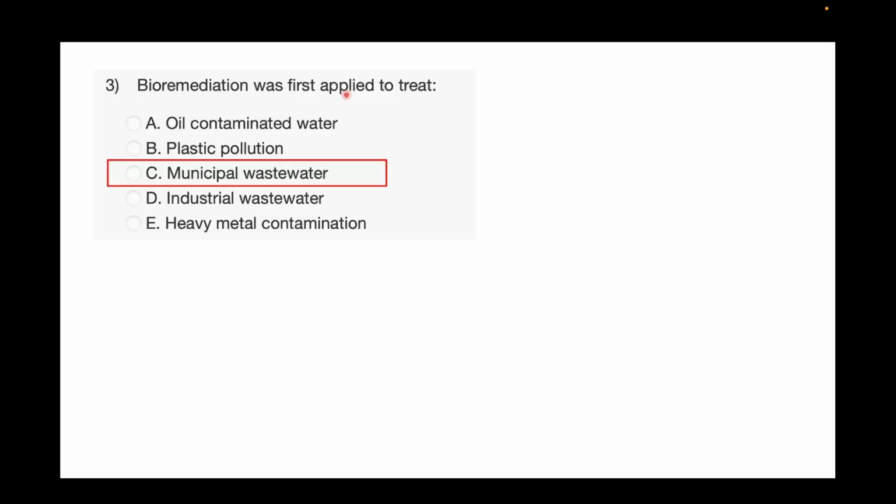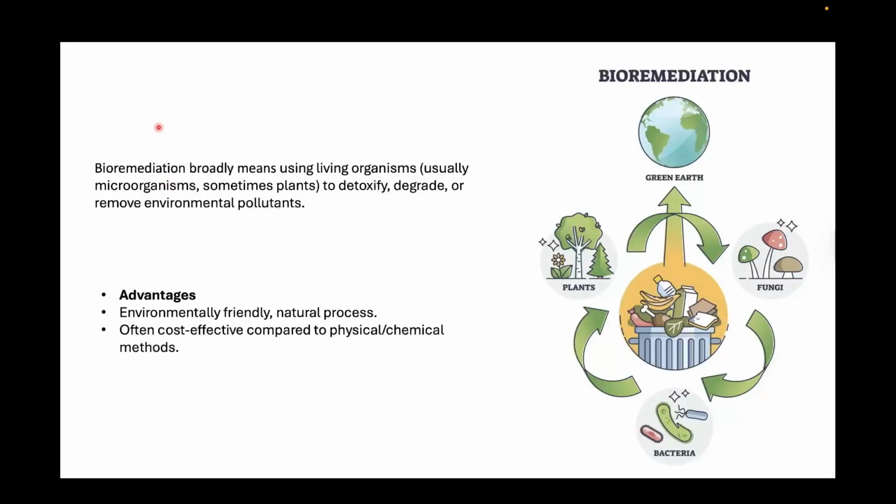I know again these are confusing options. Oil contaminated water and municipal wastewater are the two closest answers, but the correct answer will be option C, municipal wastewater. Now let us understand what is bioremediation and how municipal wastewater treatment is considered the first application of bioremediation. Bioremediation, definition-wise, means using living organisms, usually microorganisms or some plants, to detoxify, degrade, or remove environmental pollutants.